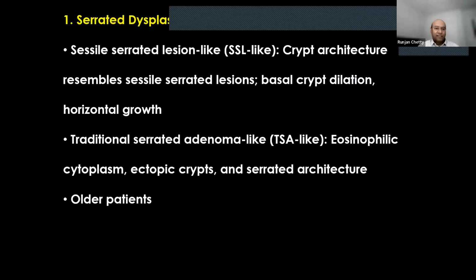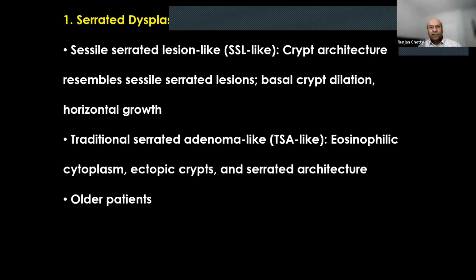And related to this, and I'll demonstrate this in a minute, are the TSA-like areas. It looks just like a traditional serrated adenoma. The difference here being it is a patient with IBD. Otherwise, independently, if you were shown this and there was no inflammation, you would not be able to distinguish sporadic lesions that look like this from non-sporadic.